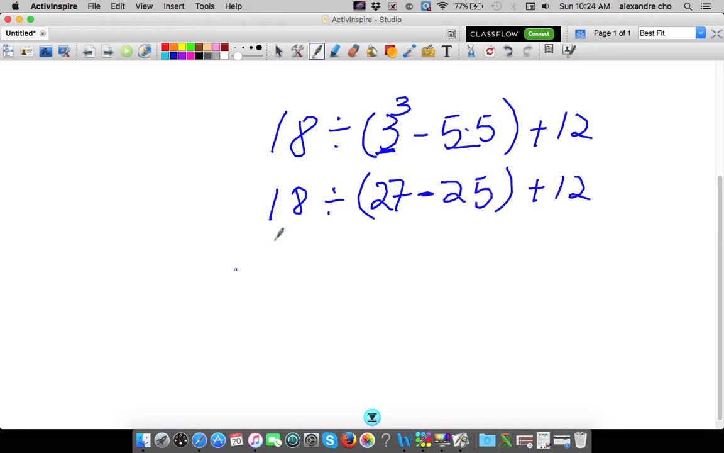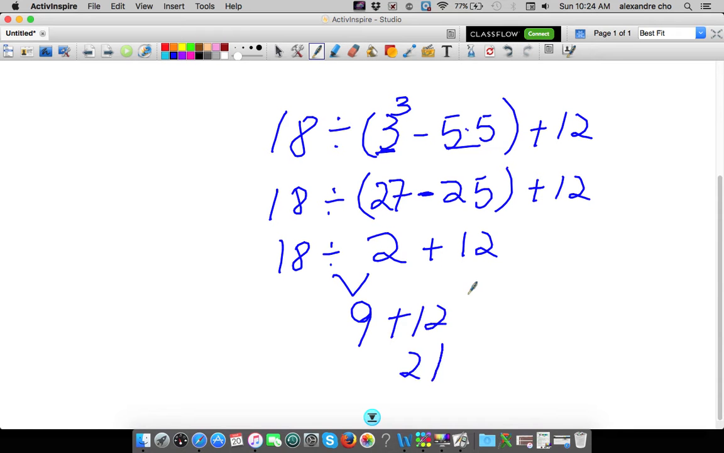Okay. 18 divided by, inside the parentheses, I will get 2. 27 minus 25 is 2. Plus 12. Division comes before addition, so this will give me 9 plus 12. Final answer, 21. Okay. Easy problem.